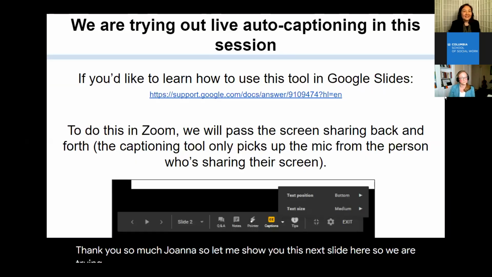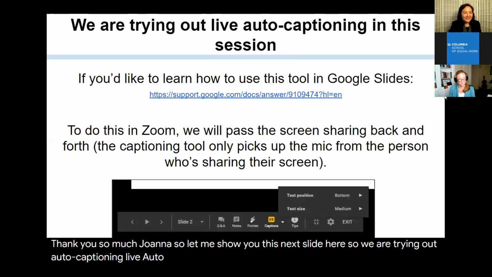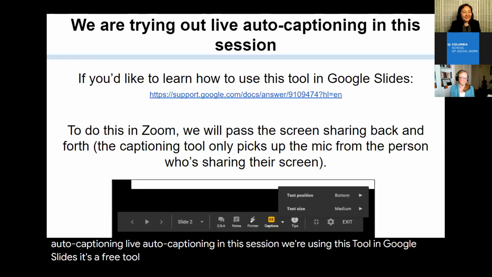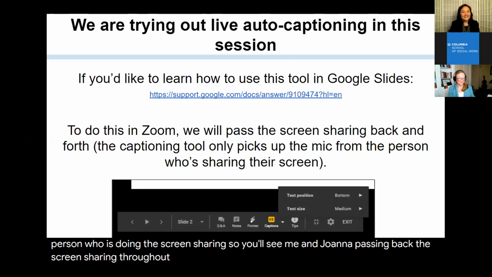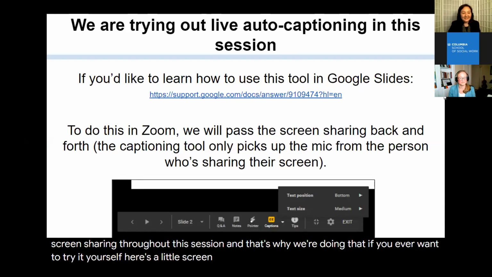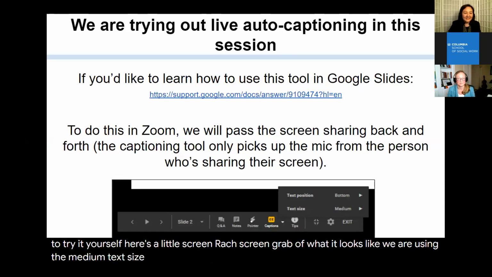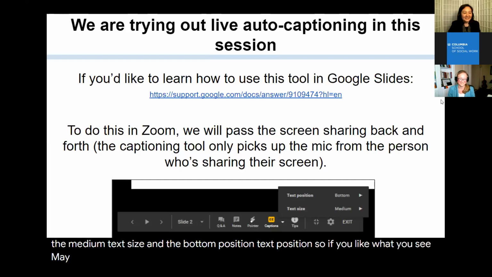So we are trying out live auto captioning in this session. We're using this tool in Google Slides. It's a free tool. The way that it works is it only picks up the microphone of the person who is doing the screen sharing. So you'll see me and Johanna passing back the screen sharing throughout this session, and that's why we're doing that. If you ever want to try it yourself, here's a little screen grab of what it looks like. We are using the medium text size and the bottom text position. So if you like what you see, maybe give it a try sometime when you're using Google Slides.